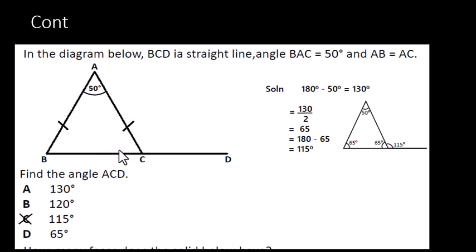Now we know that the interior angle and the exterior angle add up to 180. So we subtract 65 from 180 to get 115, which is this angle here. So the answer here is 115. This is how you are supposed to answer this particular question.